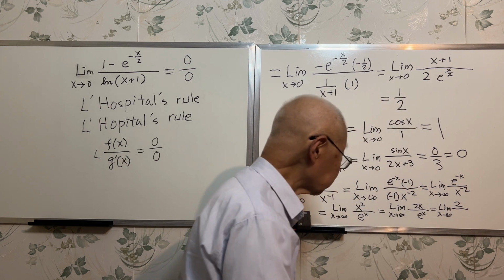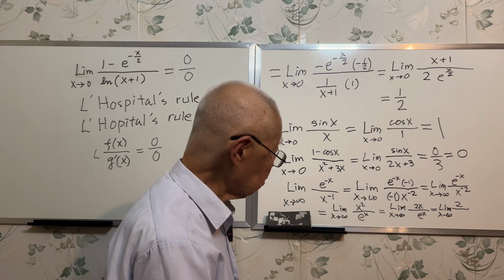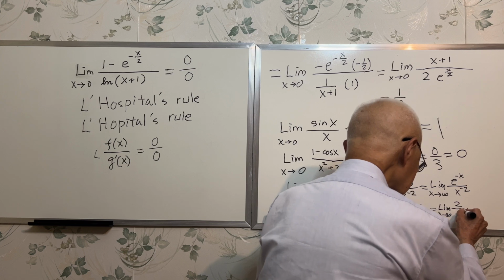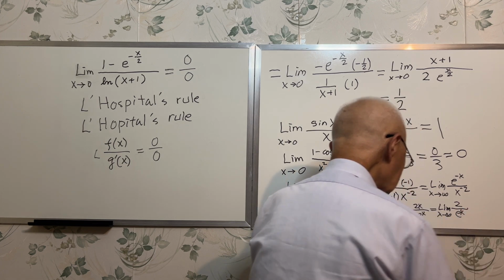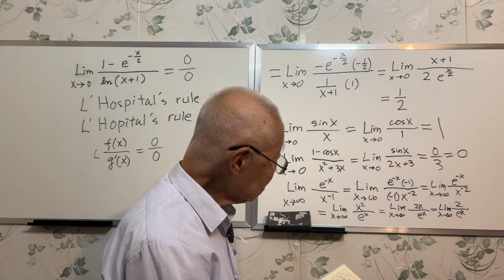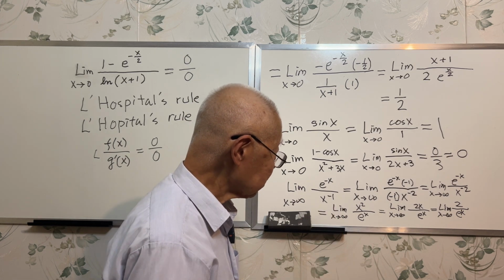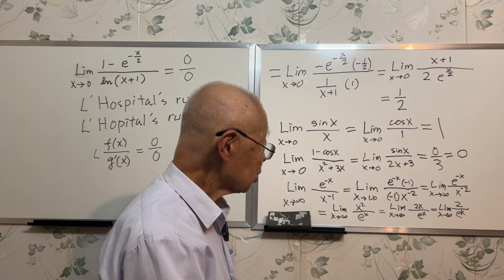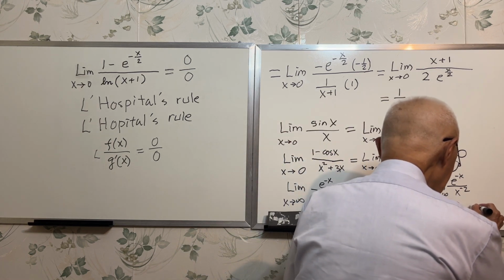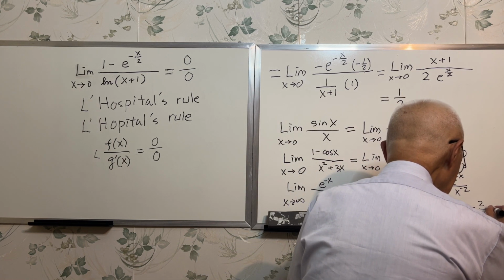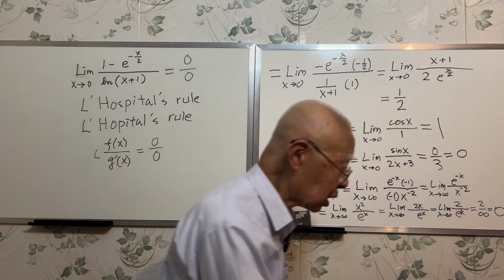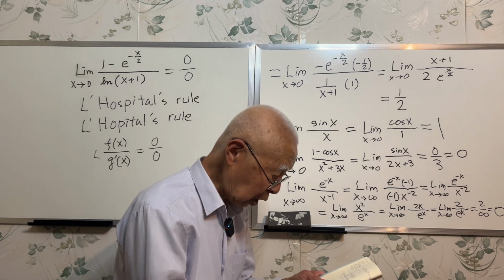The derivative of the numerator is just 2. The derivative of the denominator is itself. Do the limit again. Then the numerator is just a constant. But the denominator, do the limit, you get infinity. So you have 2 over infinity, which is a big 0. So that is our answer.